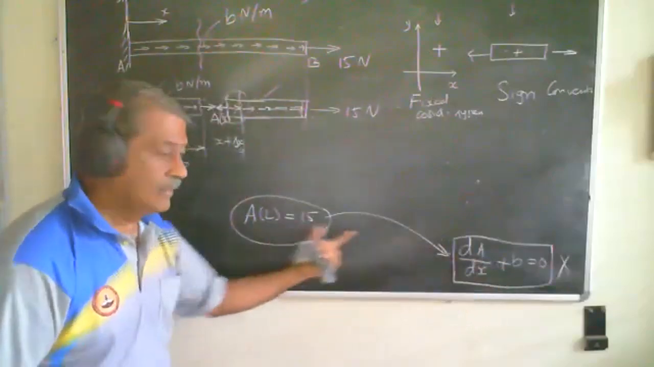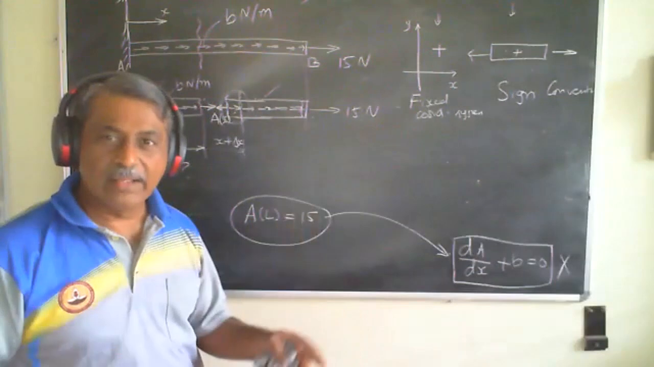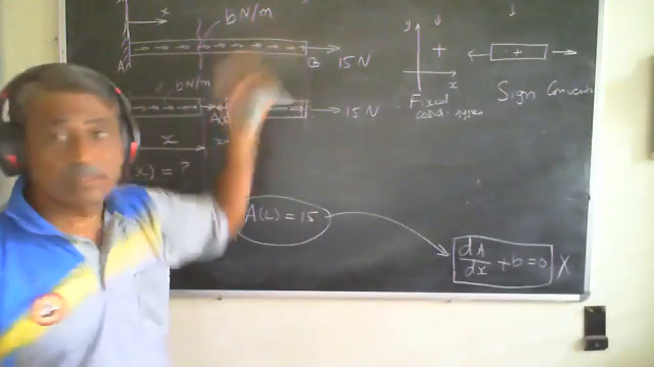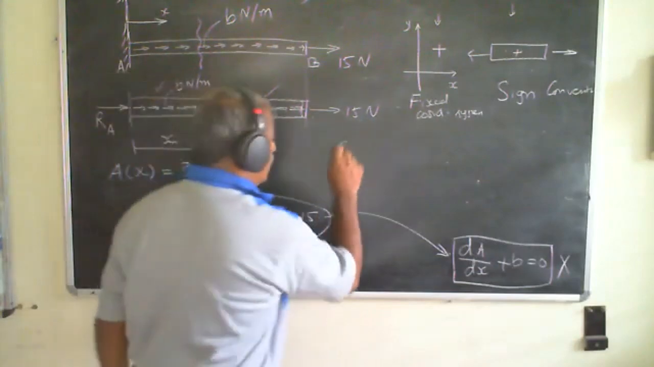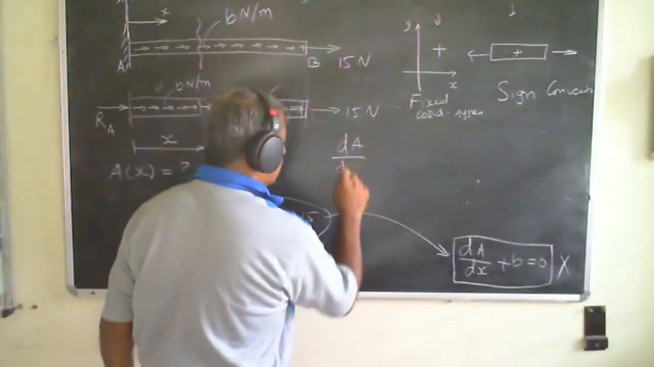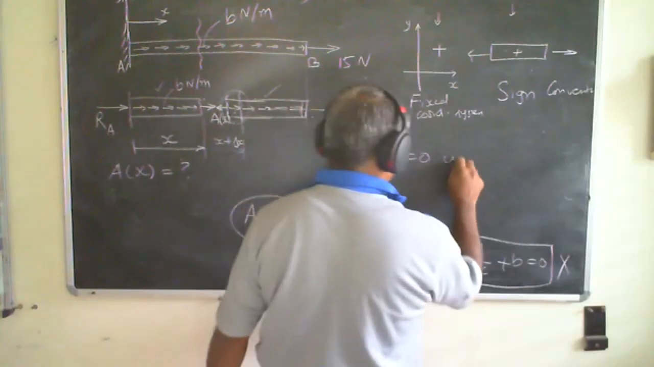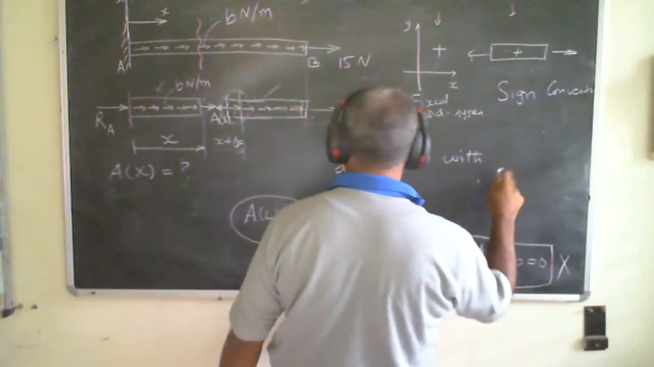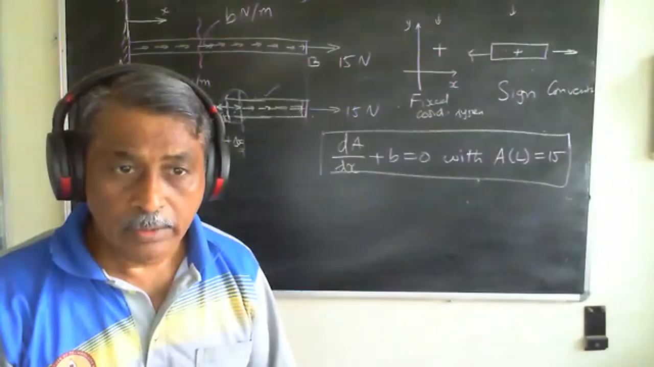completely write equilibrium, conveying that every point of this body is in equilibrium. Okay, dA by dx plus B is equal to 0 with A of L is equal to 15.